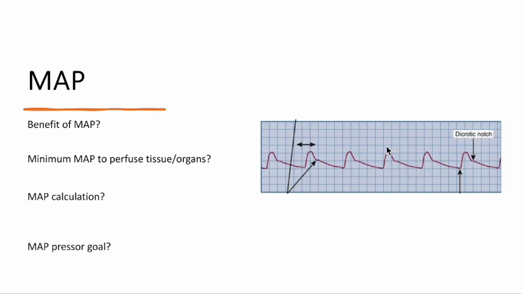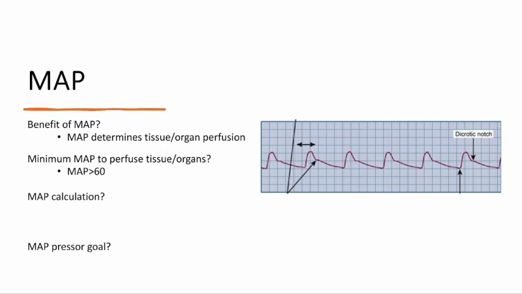And what's the minimum mean arterial pressure required to perfuse vital organs? MAP of 60. So a MAP of 60 or greater is required to perfuse end organs. So we always want the MAP to be above 60, and if it's below 60, that's when you'll start seeing a type 1 lactic acidosis. So how do you estimate or calculate the mean arterial pressure?